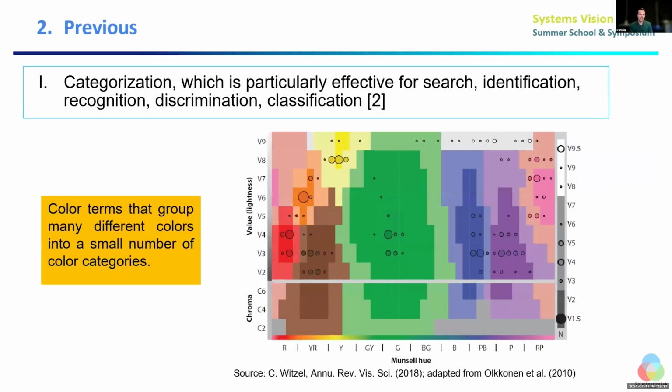Well, in a previous computational analysis, we opted to address this issue based on 2 main working hypotheses. First, color categorization, which has proven effective for many tasks, such as search, identification, recognition, and classification. We can simplify the description of a large set of colors to a small number of color terms, which are representative of all possible color clusters in color space.